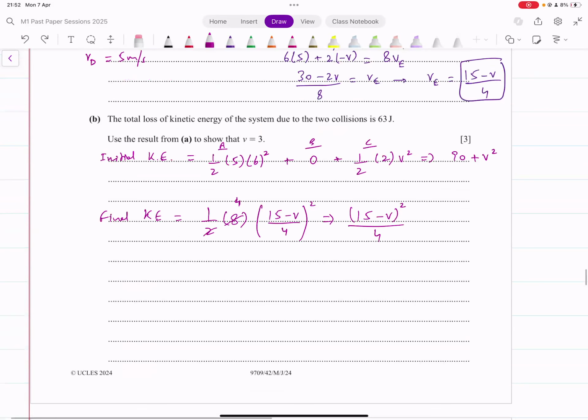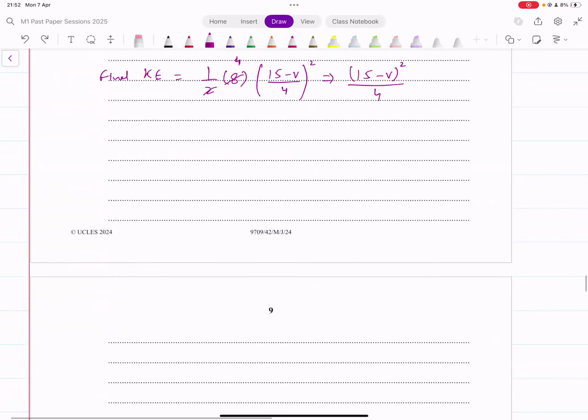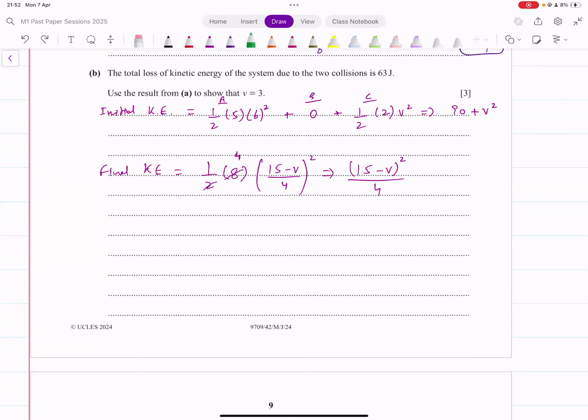Now they are telling us that the total loss of kinetic energy is supposed to be 63 joules. That means the difference between these kinetic energies is supposed to be 63. Loss means the initial kinetic energy has to be bigger and the final has to be smaller. If we do final minus initial, that's how we find the change, right? Change of kinetic energy is going to be final minus initial: 15 minus v whole squared divided by 4, minus 90 plus v squared.